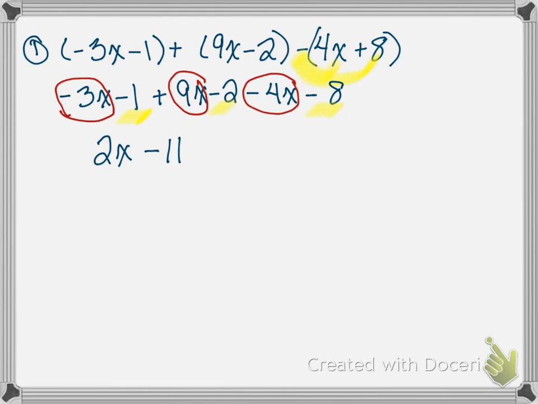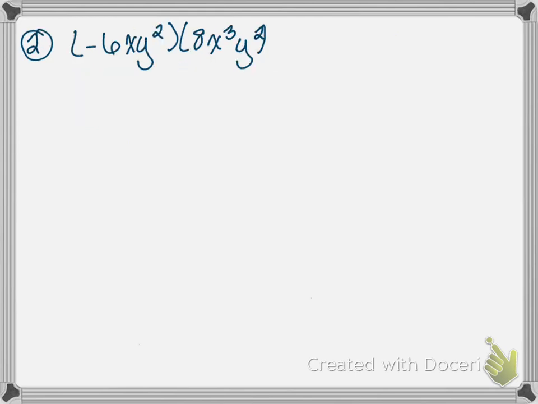Okay, now for number 2. Number 2, we are using exponent properties. So here we have negative 6xy to the second times 8x to the third y squared. So the first thing that we're going to look at here is to see if there's anything outside the parentheses that I need to address. Is there an exponent right here that belongs to everything in the parentheses, or is there an exponent right here that belongs to everything in the parentheses?